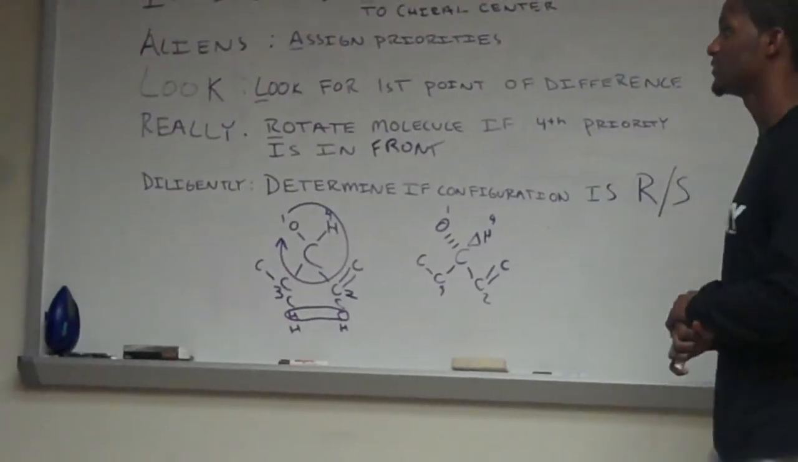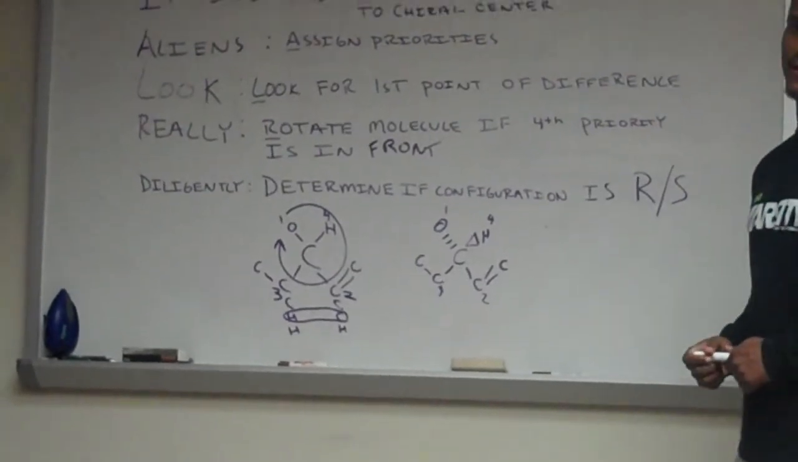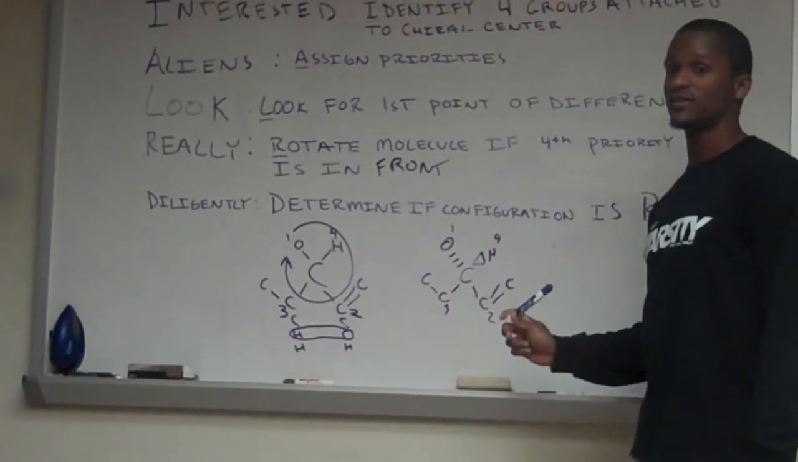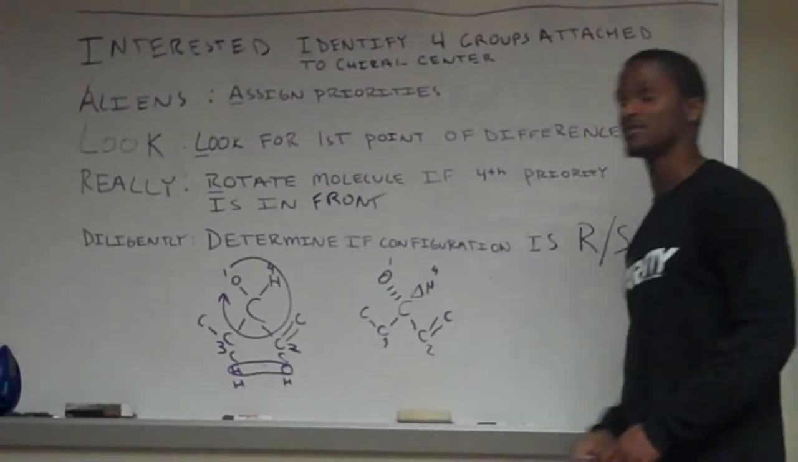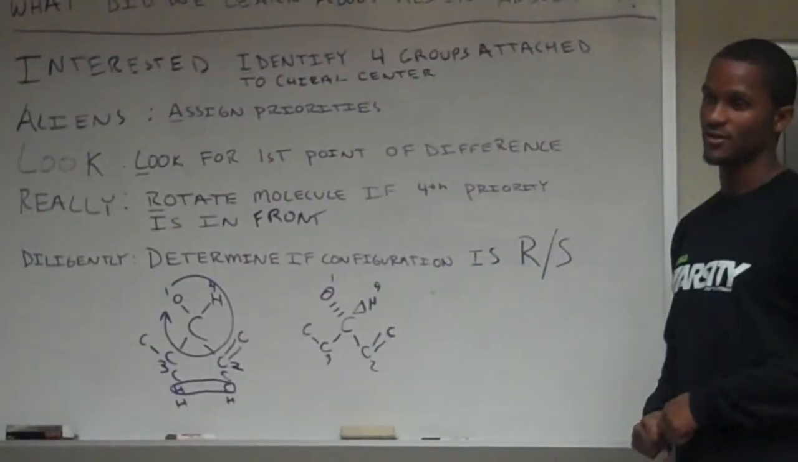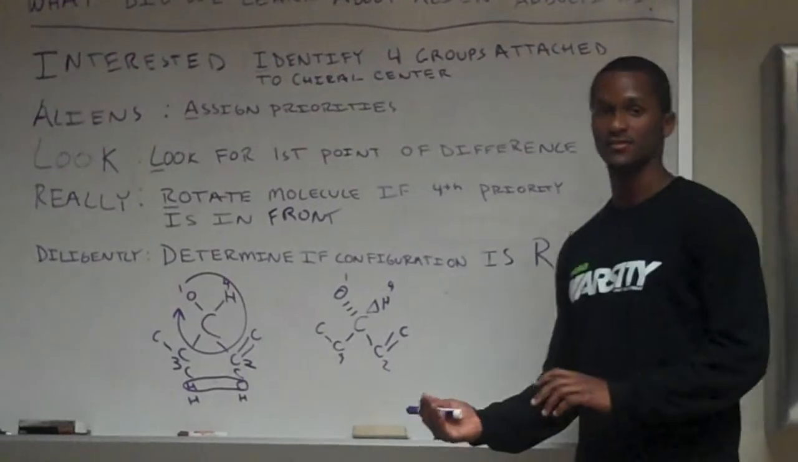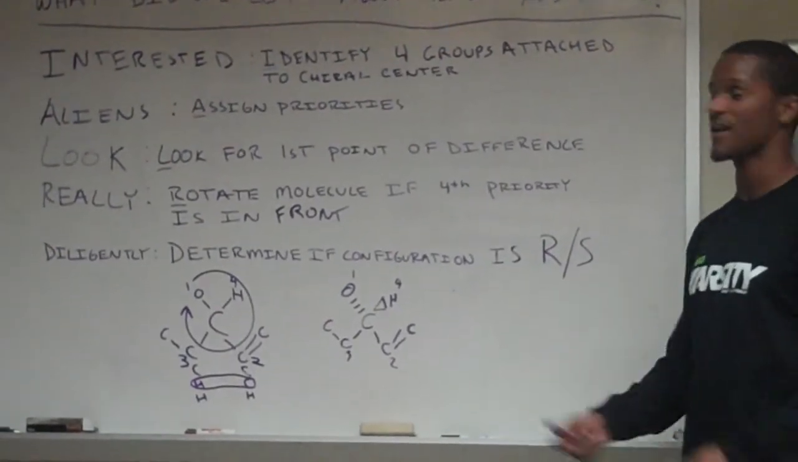Now to our third step, which is rotate molecule if fourth priority is in the front. Now, as you can see, the H is connected to the wedge, and the oxygen connected to the dash line. That means the hydrogen is in the front. So what happens with that is we have to rotate it to the back because we need the last priority to always be in the back.